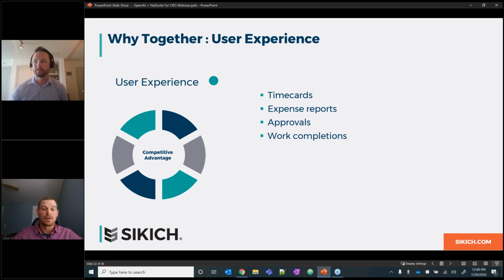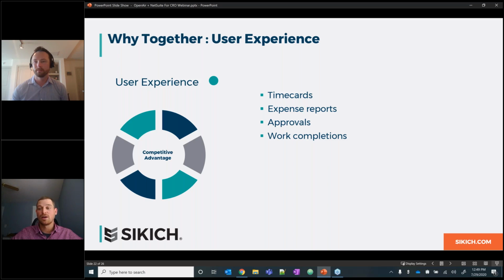Another benefit of using tools such as NetSuite and OpenAir is just general user experience. What we understand is that a lot of times we're working with folks that don't log into an ERP every day, that aren't necessarily responsible for managing things like study tasks, work breakdown structures. And we want to make it as easy as possible, right?